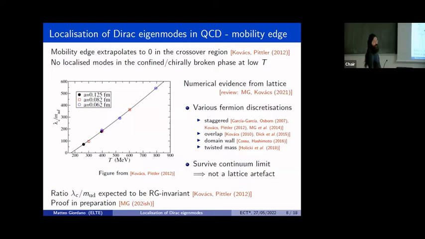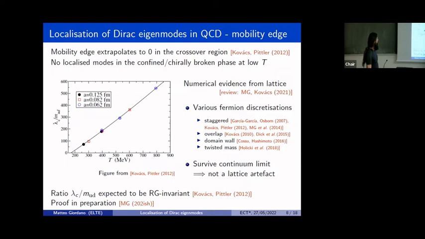The error bar on the 185? Which one? On the 185, where the critical temperature is. Yes, I don't know. I should go and check Tomasz's paper again. Of course, what I remember is that it is well consistent with the crossover region. One should go there and just measure the mobility edge there and see what one sees. But nobody has done that. This is an extrapolation, of course.